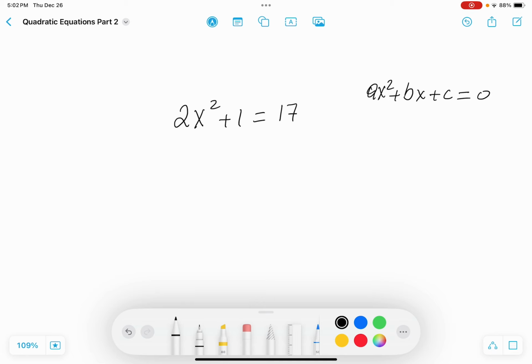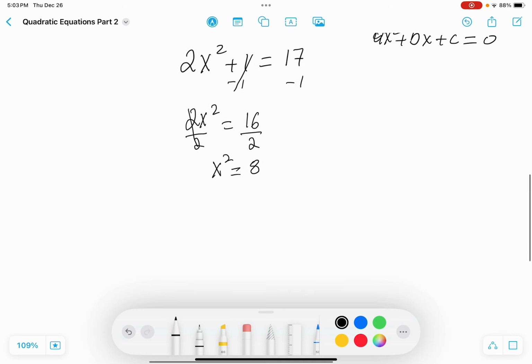First, we have to get rid of positive 1, which means we have to subtract 1 from both sides. Then 2x squared on the left side equals 17 minus 1, which is 16. And then we have to get rid of 2, so divide both sides by 2. So x squared equals 8. And then to find x, we have to take the square root of both sides. So the square root of x squared equals plus or minus the square root of 8.